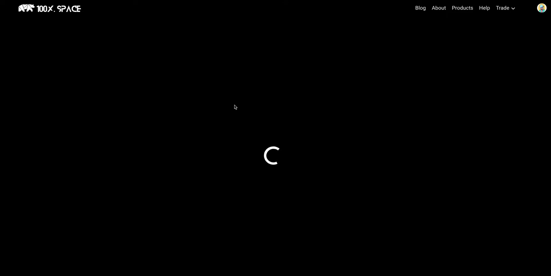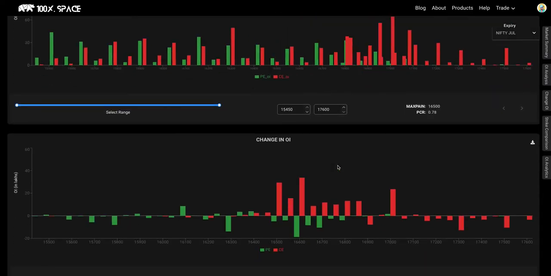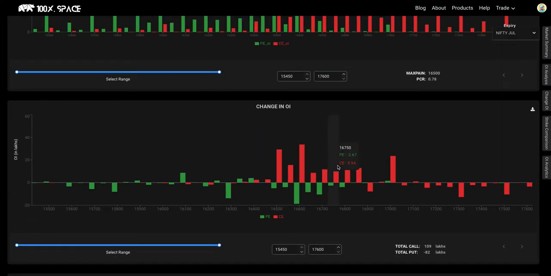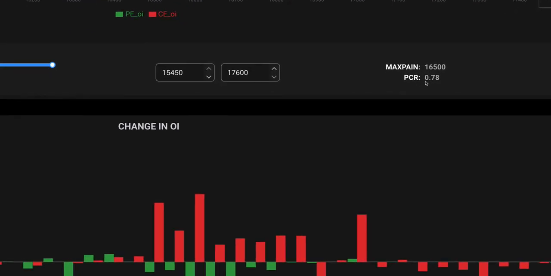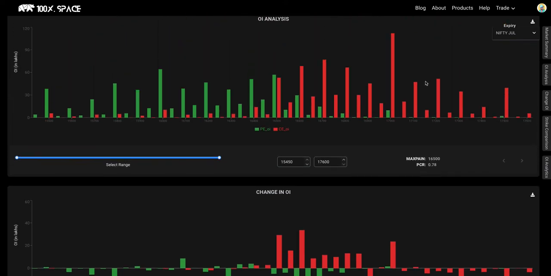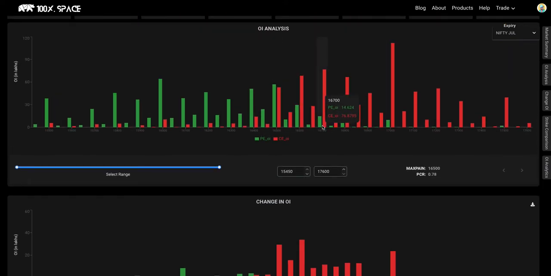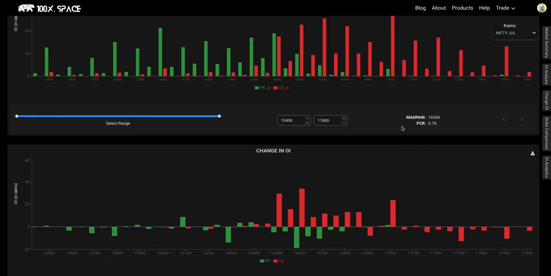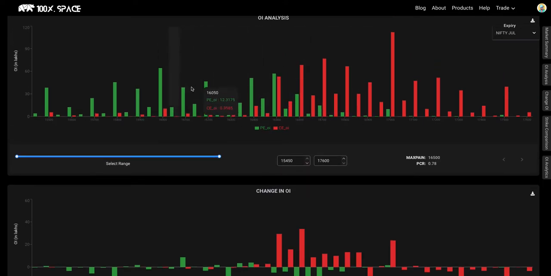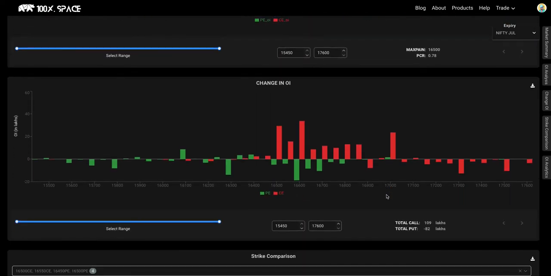Yeah, so what I was saying, the PCR value, now you can see it's 0.78. Why? Because it may be a little different, since I only considered 1,000 points on both sides. After that I ignore it when calculating the PCR, because only the nearby strikes have an effect on what is going on. So I think it's around 15,500 to 17,600, and we are only considering this part for the PCR.